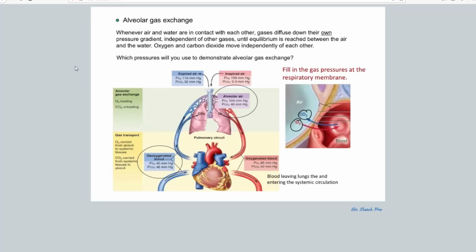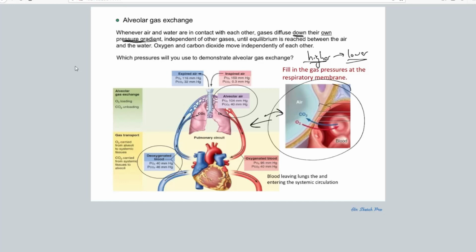What's going to determine which way these gases move? Well, gases, just like liquids, move from an area of higher to lower pressure. Another way we say that is they diffuse down their pressure gradients. So oxygen is going to move from an area of higher pressure to lower pressure, as is carbon dioxide. What I want you to be able to do is take the values, the pressures of the gases in this figure, and apply them to this diagram right here.